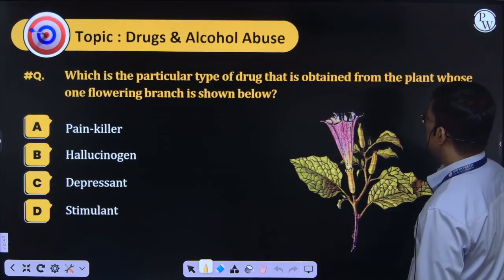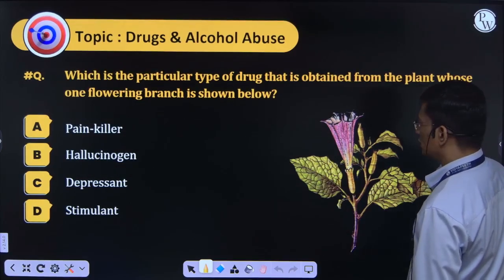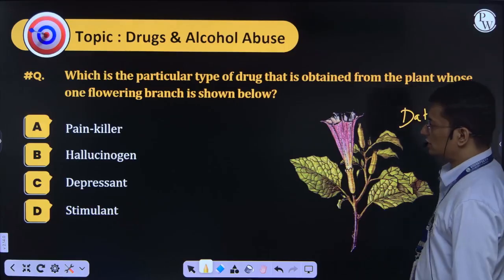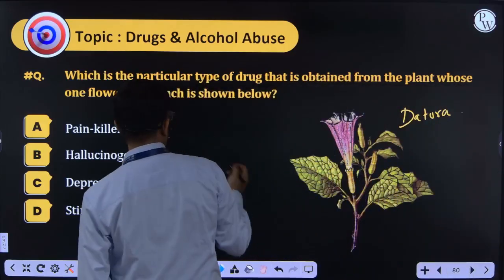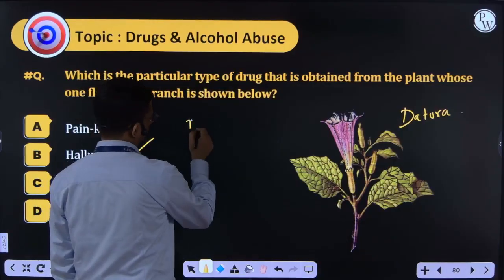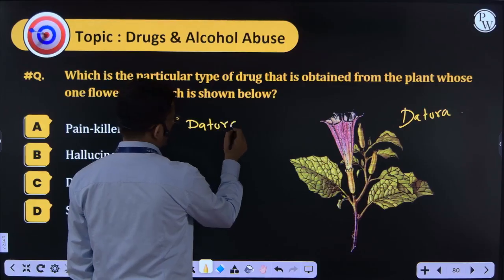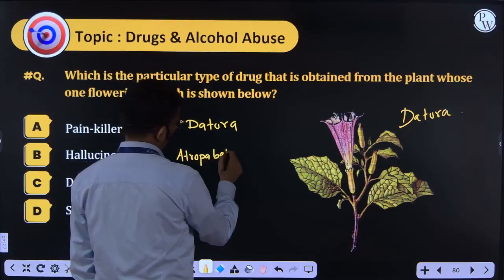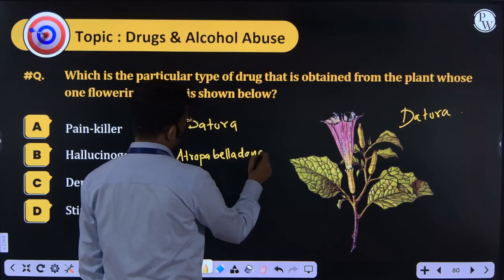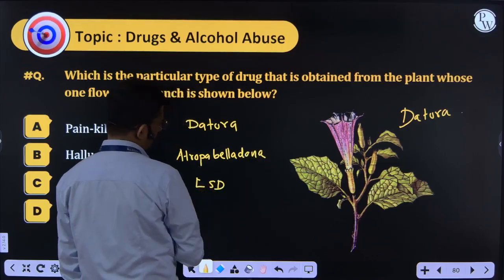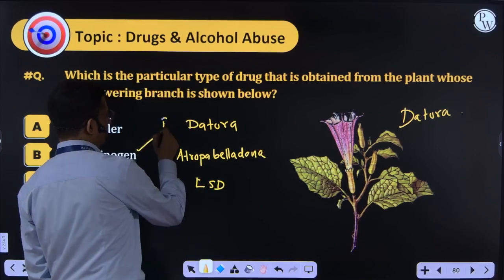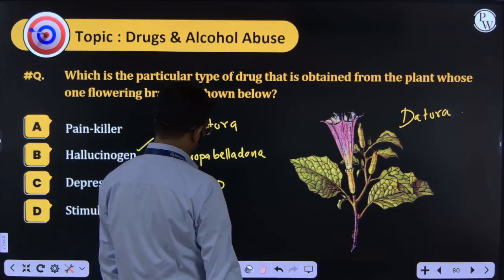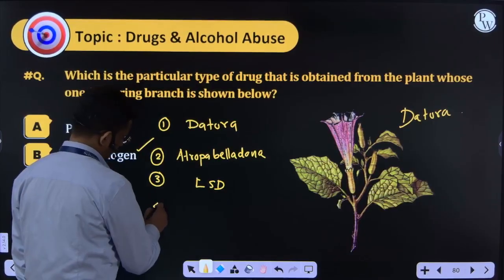Which of the following is a drug obtained from the plant? The flower shown is datura. This flower is datura, and datura is a hallucinogen. So what are the other types of hallucinogens? One is datura, Atropa belladonna, LSD, lysergic acid diethylamide. Lysergic acid diethylamide is synthetic. It is obtained from the fungus Monascus purpureus.